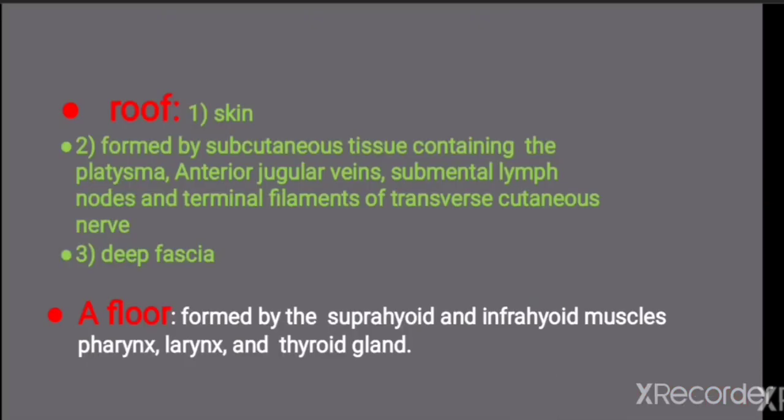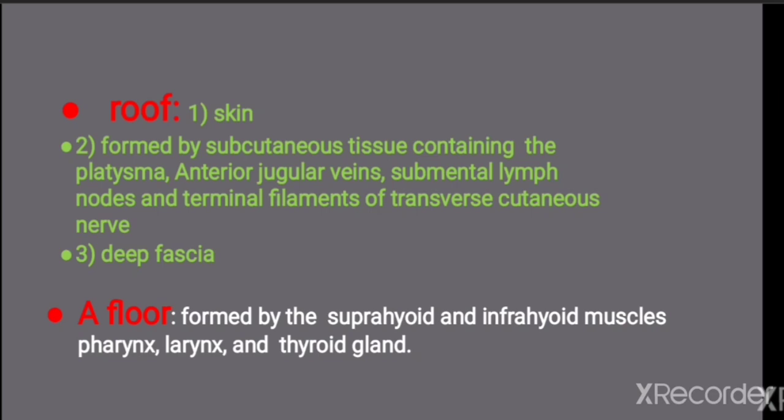Then the roof of this anterior triangle is made up of the skin and the superficial fascia, which contains the platysma muscle, anterior jugular veins, which are subcutaneous veins, submental lymph nodes, and terminal filaments of the transverse cutaneous nerve.